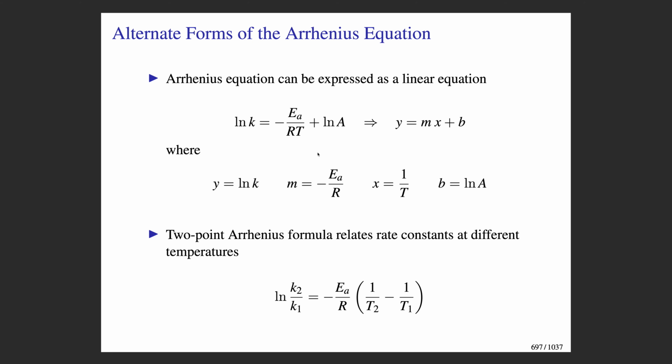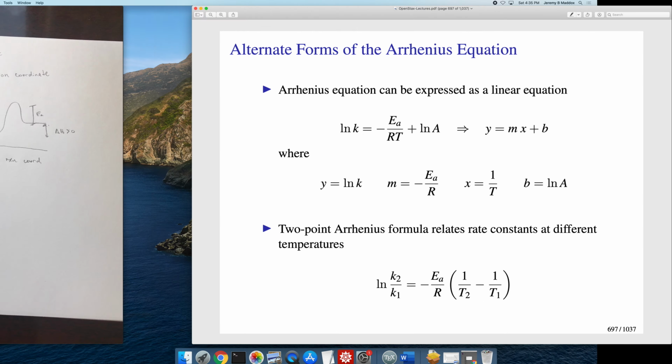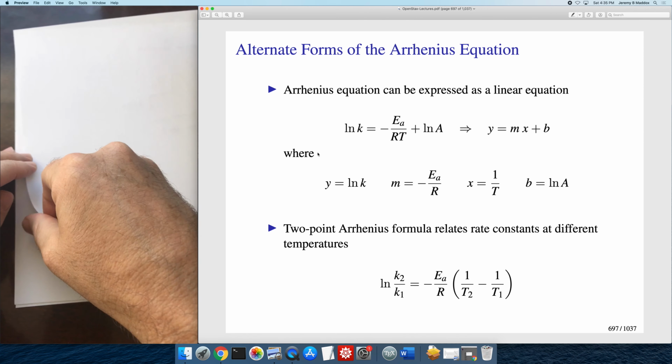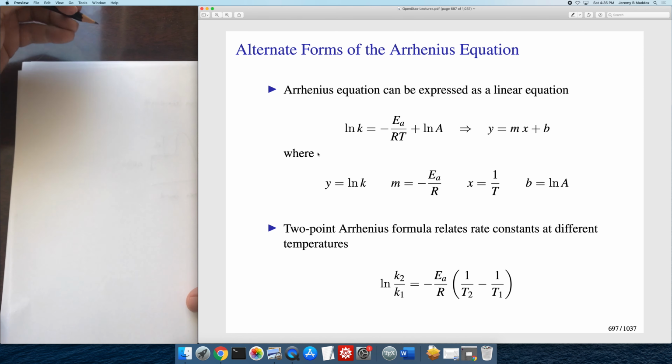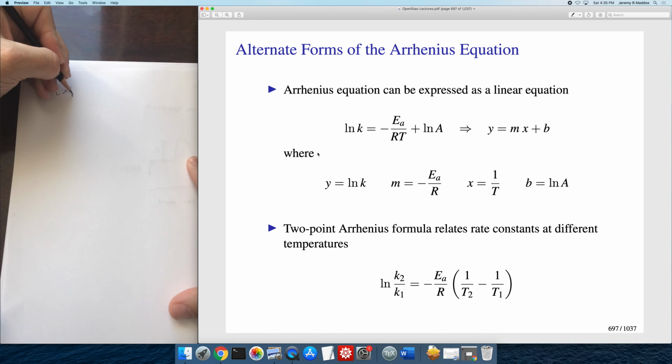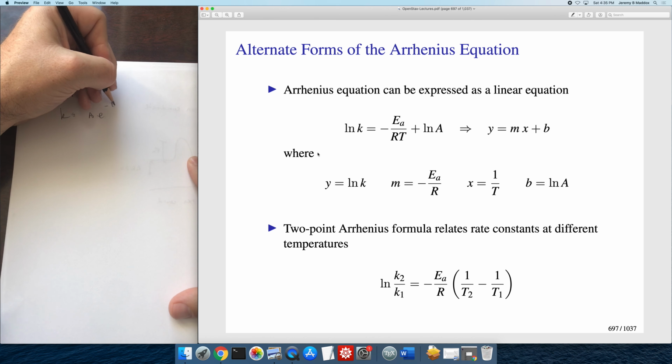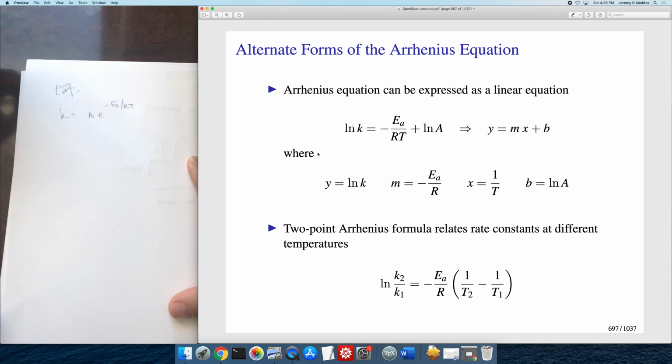There are alternate forms for the Arrhenius equation. So here I'll show you the math now. We'll just do a fresh page. So here's the exponential form: k equals A e to the minus Ea over RT. Okay, so this is the exponential form.